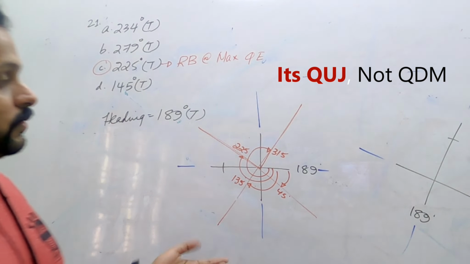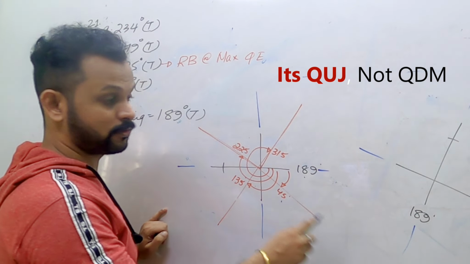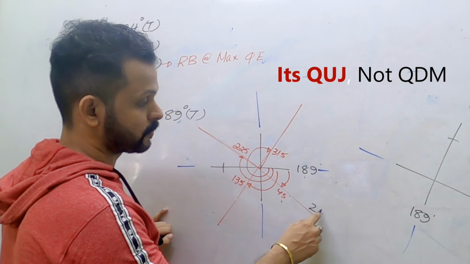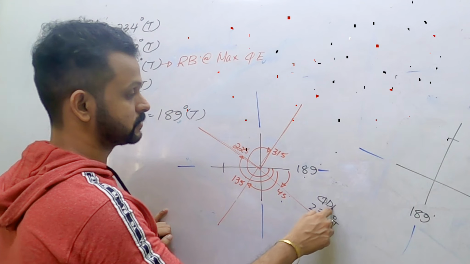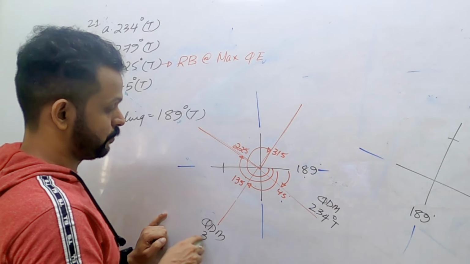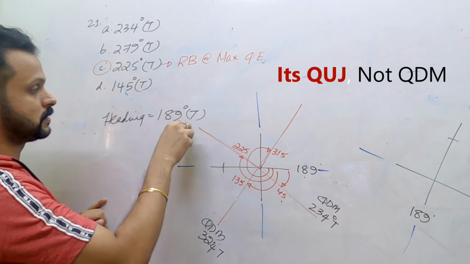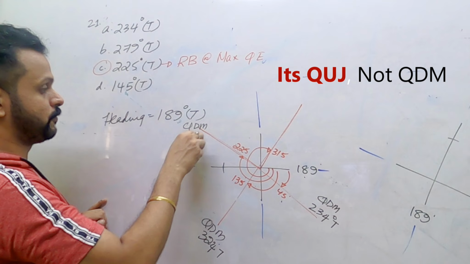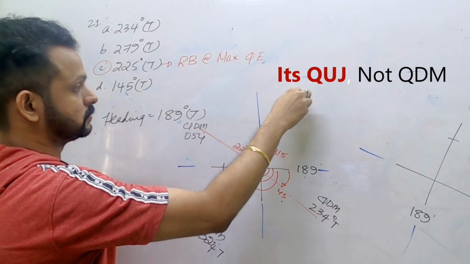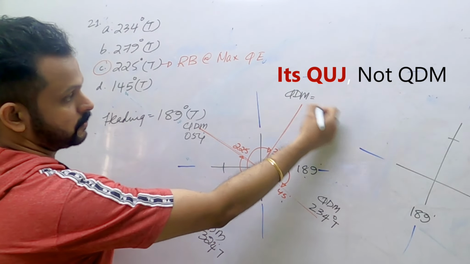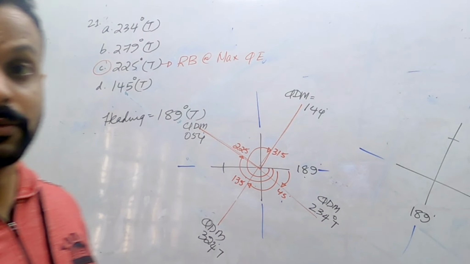For that, let's find out the different QDMs here. To find QDM, add your heading with relative bearing. What is it? 189 plus 45 is 234 degrees true. What about this QDM? Plus 90, 324 degrees true. Then it comes 054 degrees true. So adding the heading with the relative bearing, or just keep adding 90. Then it is 144 degrees true. At these QDMs, you will have maximum quadrantal errors.